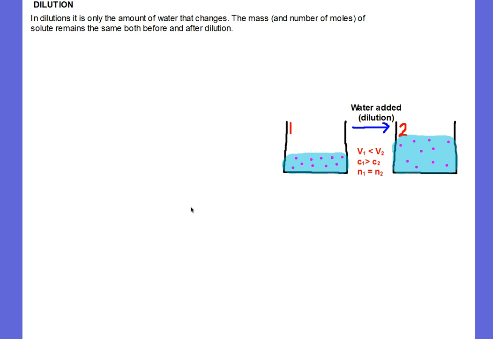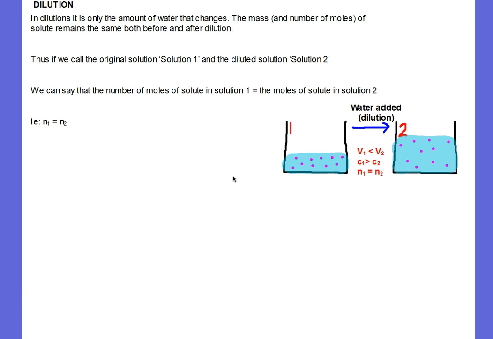So for example, I've got a solution here, solution number 1, and I'm adding water to it, so therefore the volume of solvent's increasing to make solution number 2. But if you think about it, I've only got a certain number of moles of solute in solution 1. The only thing I'm changing is just adding water. That's not changing the number of moles of solute. I've got the same moles of solute in solution 1 and solution 2.